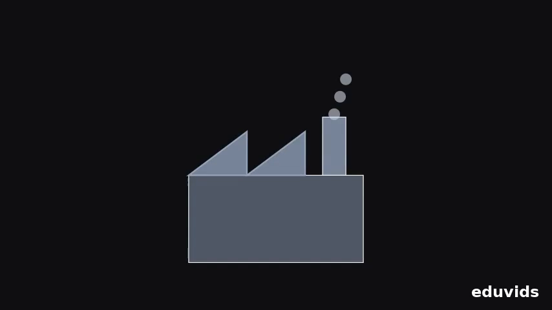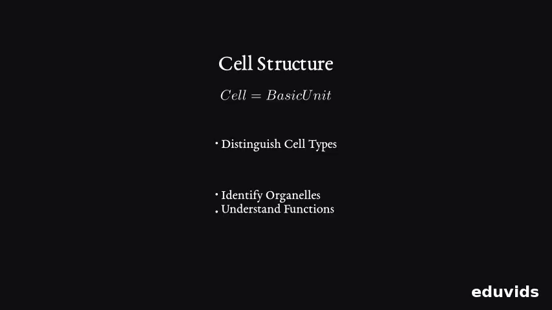Picture a busy factory that can build, power, and repair itself while keeping you alive. Today you will learn the main cell parts and what each one does. By the end you will tell prokaryotes from eukaryotes and name key organelles.